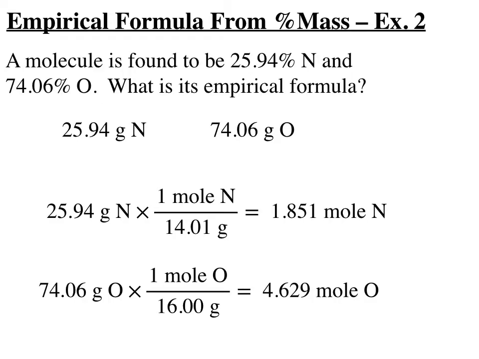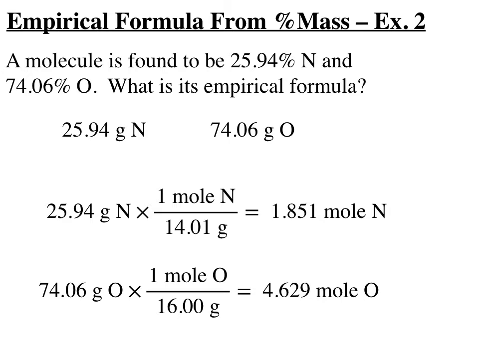Let's take a look at another example where this time I will have a compound consisting of N and O, 25.94% N, 74.06% O. Notice that's, of course, 100%, so we have the entirety of the compound represented by those two elements, and we want to know its empirical formula. Again, I'm just going to assume if I had 100 grams of it, since percentage means out of 100, that I would then have 25.94 grams of N and 74.06 grams of O.